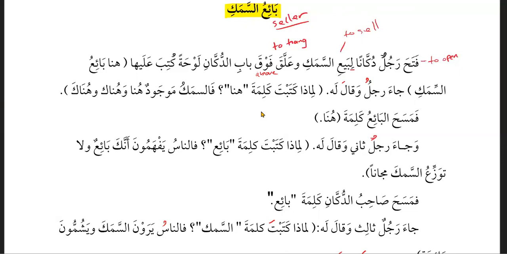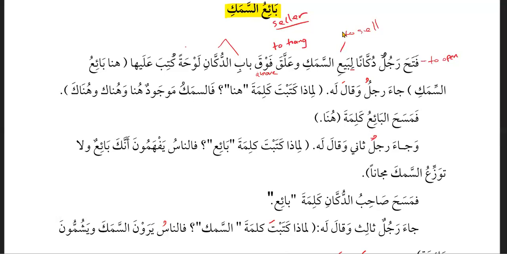مضاف مضاف إليه. He's not here. Maybe he got knocked off. Okay, then Elias. وعلق فوق باب الدكان. He hung above the door of the shop. And he hung above the shop door, باب الدكان لوحة.